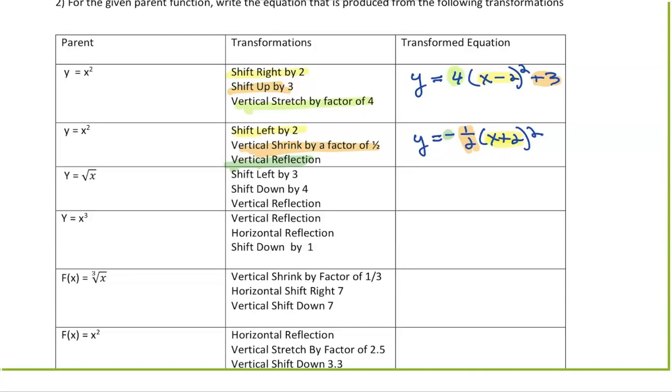Okay? So that negative does not have anything to do with the vertical shrink. Okay? It has everything to do with the vertical reflection.